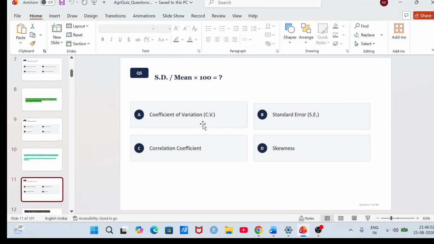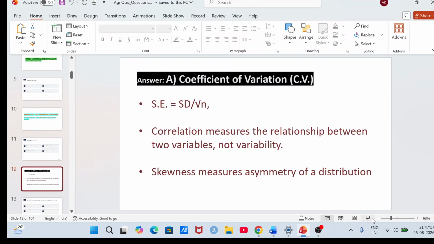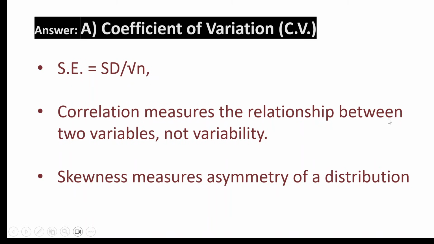Okay, then standard deviation upon mean into 100 equals coefficient of variance, or standard error, or correlation coefficient, or skewness. You can take a small pause of 10 seconds and see whether you are able to attempt this question or not. Okay, the right answer to this question is coefficient of variance.